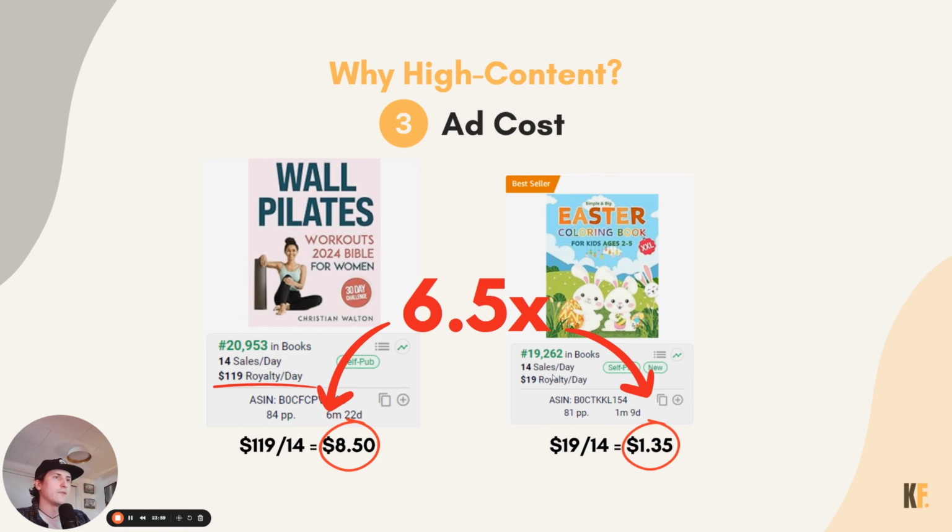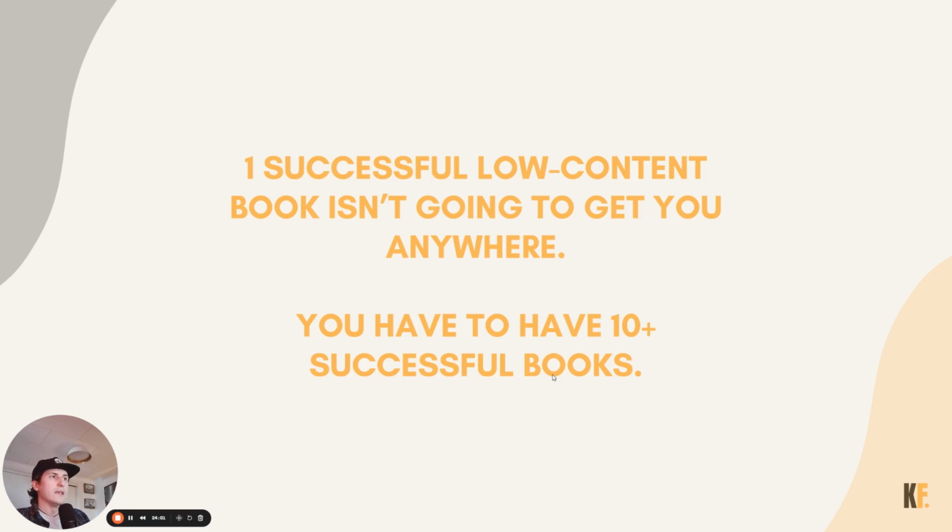So the moral of this is that one successful low content book isn't going to get you anywhere. Yes, you might get lucky and one of your books might blow up, but we're not going to bank on that. You have to have 10 plus successful low content books to have the same result as one high content book. Not only do you have to have 10 low content books that are successful, but you have to have 10 sets of ads running for these 10 books that are all going to be at a high bid price compared to how much actual royalties that you're making.